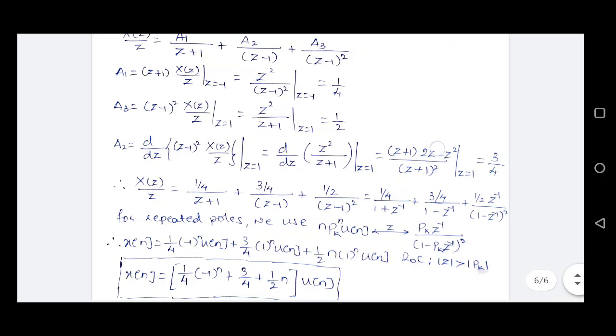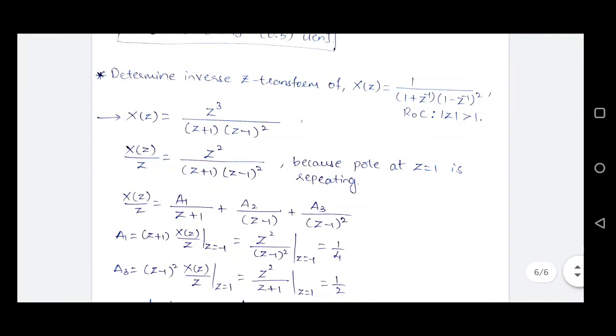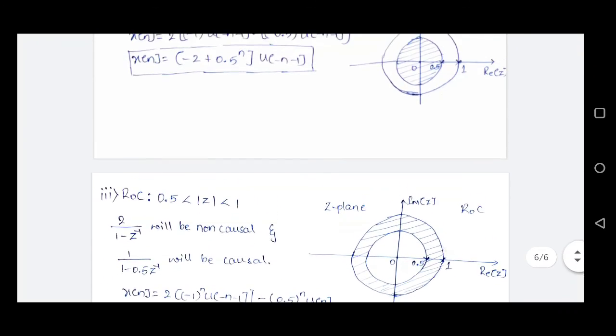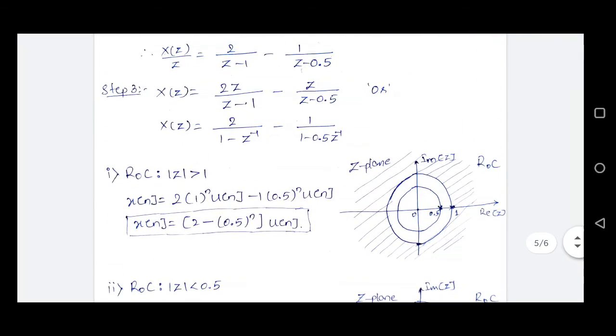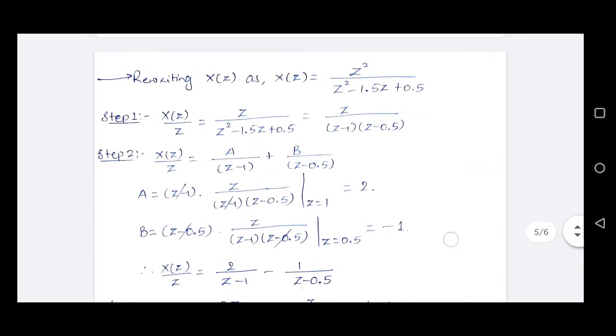So these are the two concepts from which we can obtain the inverse Z transform. The third one, the contour integration method, we will be discussing in the next video lecture.